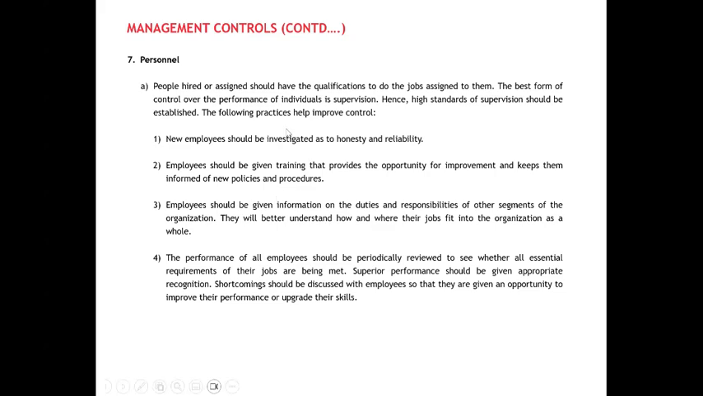Employees, about the training, can you see training needs analysis? So they are properly trained. Employees should be given information on the duties and responsibilities of other segments of the organization. That is about job rotation and job enrichment. Performance appraisals, where their performance is. So what recruitment policies do they have? Promotion policies, onboarding policies, training policies, performance appraisals, right? All those job descriptions, all those need to be looked at.